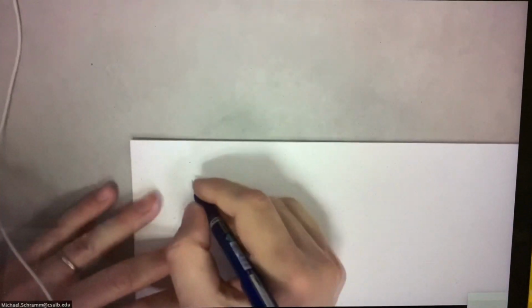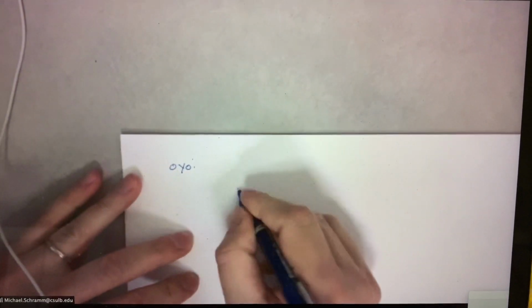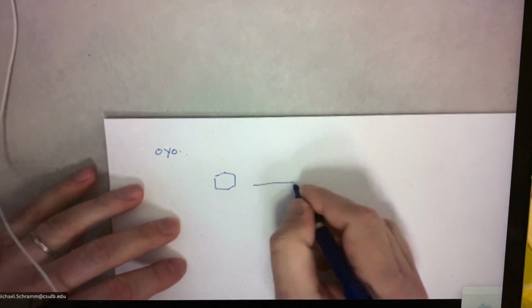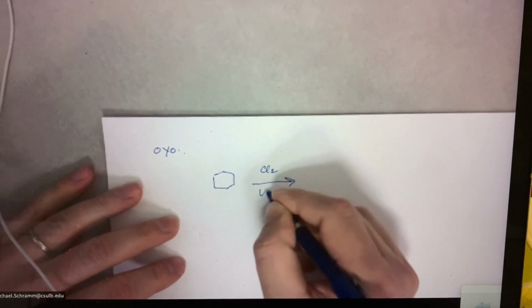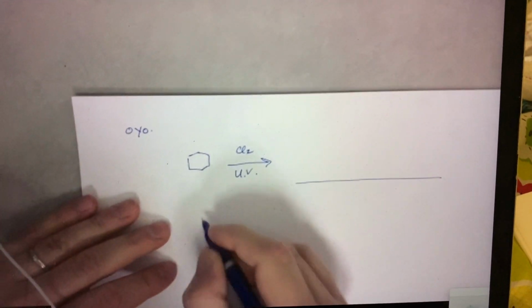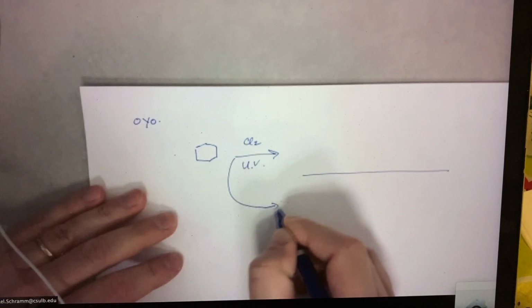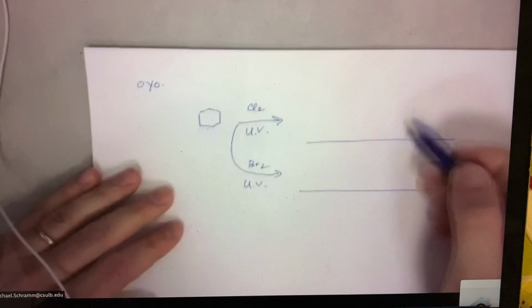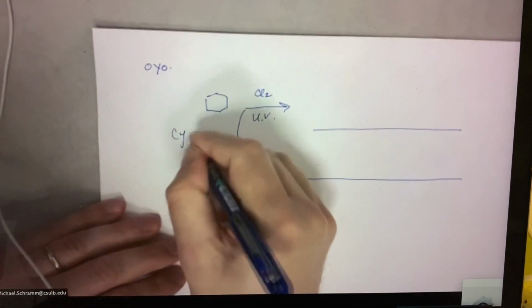Let's actually do a just-on-your-own exercise for a moment. This is cyclohexane. It's not benzene. If you were to treat this with Cl2 and UV light, how many unique products would you get? Draw them all. What if we did the same thing with Br2, UV light? How many unique products would we get from cyclohexane?